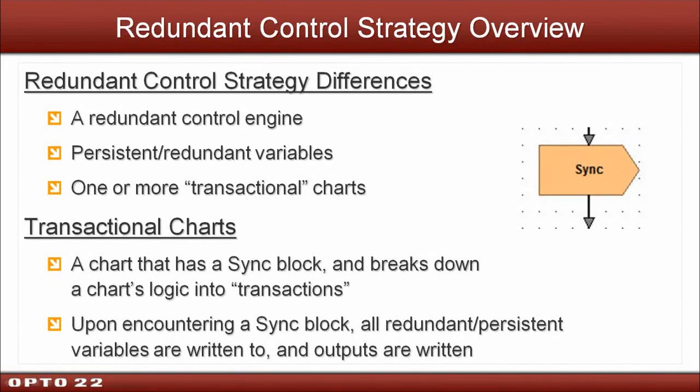One final point on that is that all of the points are written to and all of the variables are updated when encountering a sync block or those other reasons why a synchronization might occur. And then finally, only the changed data is synchronized. So if you have a whole bunch of redundant variables and a whole bunch of I/O, the redundancy scheme that's running in the controllers is intelligent enough to identify which variables and which I/O have changed, and only those are synchronized.